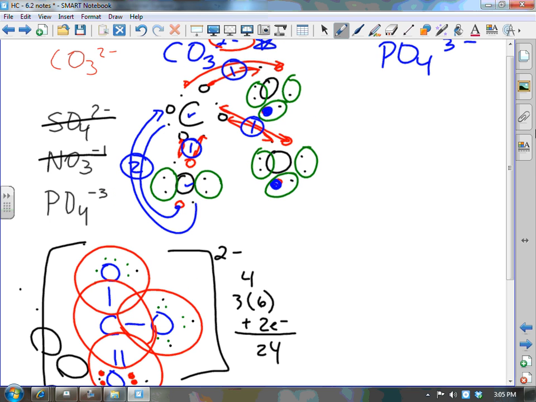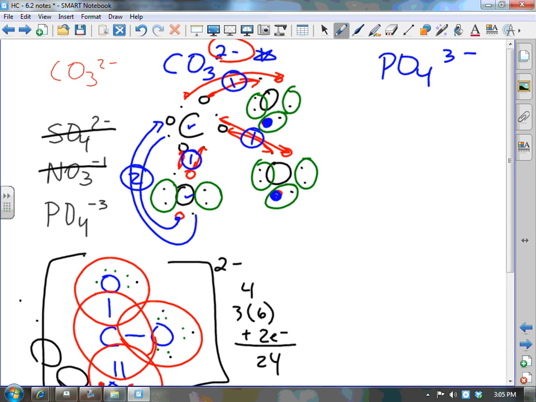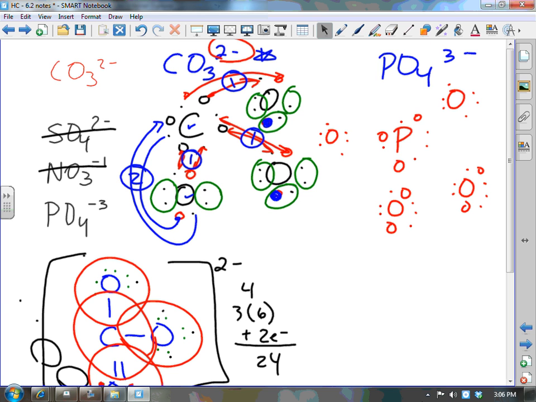Takes a little bit of time to draw these out, but again, how much you draw also depends on what you need to figure out. All right, so let's do PO4. Phosphorus, 5 electrons, needs 3. We've got oxygens, have 6, need 2. Oxygens have 6, need 2. Oxygens have 6, need 2. Oxygen has 6, needs 2.